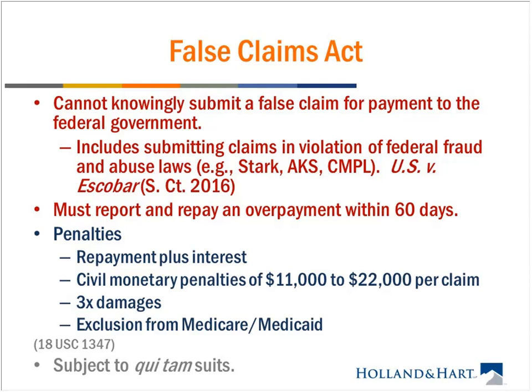And if you fail to make that report and repayment within 60 days, you can get hit with a whole bunch of penalties. Those were just last year increased from $5,500 per claim that was submitted to $11,000 to $22,000 per claim. In addition, under the False Claims Act, you're going to have to do the repayment, and you can get hit with civil monetary penalties and treble damages, and you can also be excluded from Medicare or Medicaid.